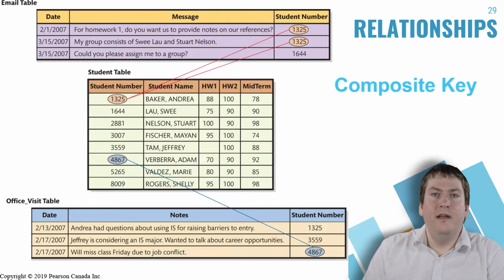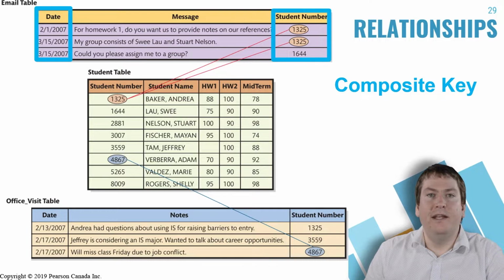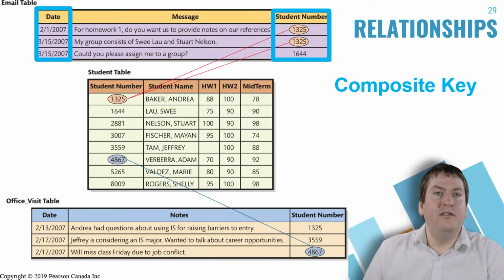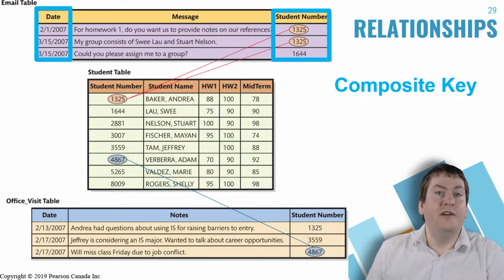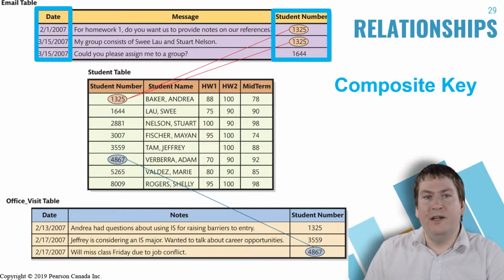For example, if we made both date and student number composite keys for this table, it would mean that each student could email the professor once per day, as we are now considering both date and student number together. The same student email on a different date would be considered a different value, a different key. This is an improvement, but it still has a few issues. Students may want to email their professor more than once per day, after all.